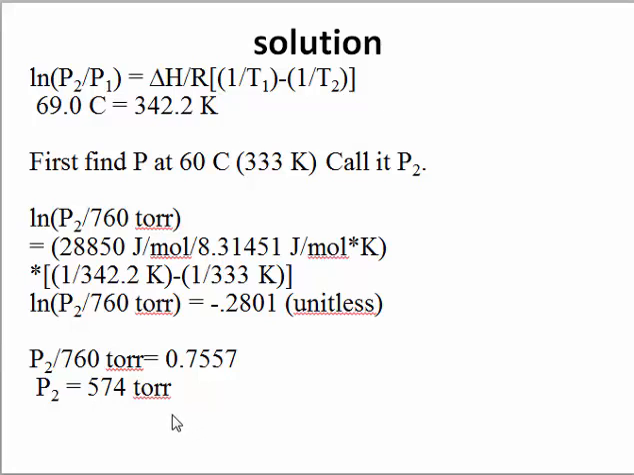Now that you have seen this example at 60 Celsius, you should be able to attempt it at 25 Celsius. Remember, we need temperatures in kelvins. That's consistent with the units of R. Note that we convert enthalpy of vaporization into joules per mole, again, to cancel units of R. Here R is presented as 8.31451 joules per mole Kelvin. Normally, you would only need to use the first three digits after the decimal point, 8.314.